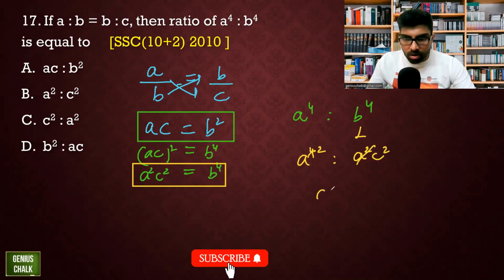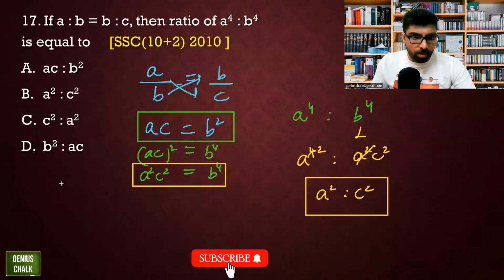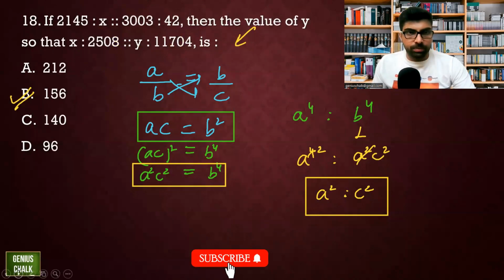So this is A square is to C square, and this is going to be my final answer. So which option is correct? It is option B. This is also your previous year question. So this is how we use this concept of proportion.